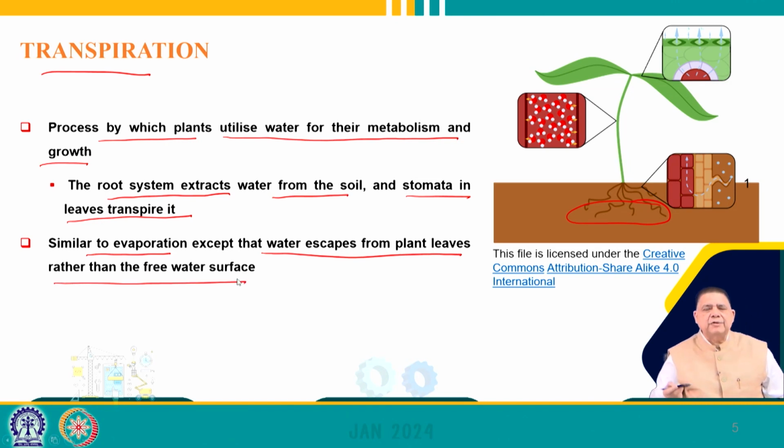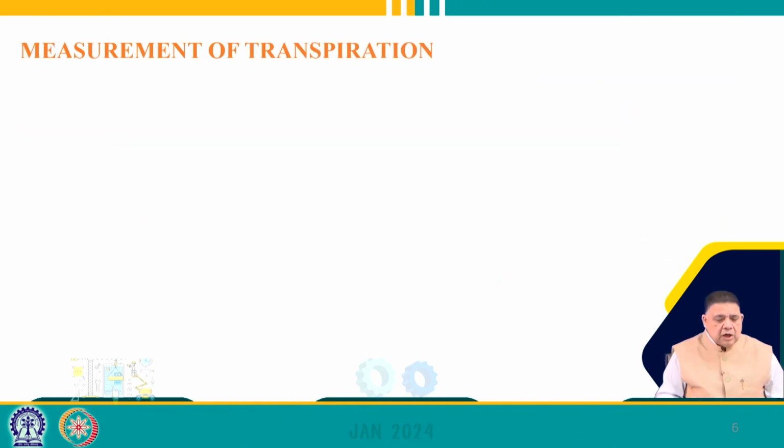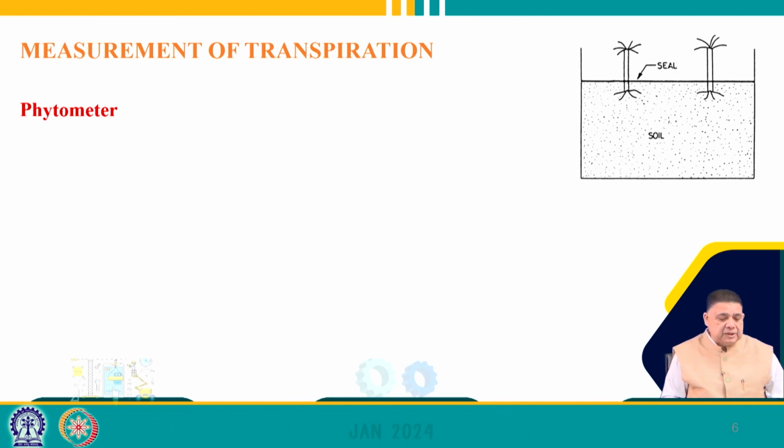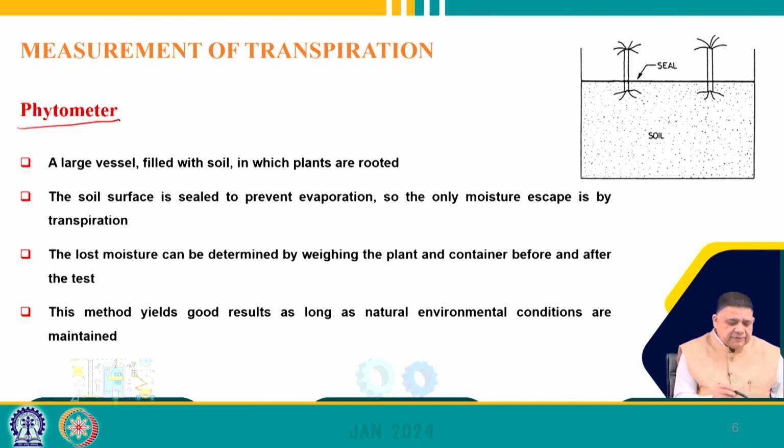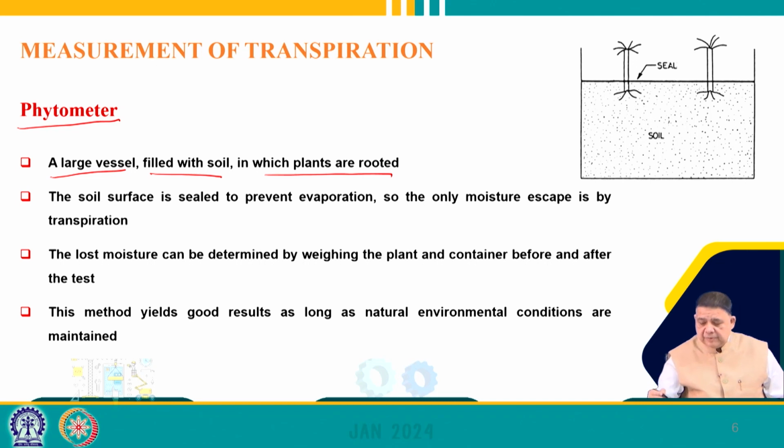Process-wise it is more or less similar, but evaporation could take place from water bodies or from soil, as we discussed, whereas in this case it is exclusively limited to the plant leaves. Now, coming to measurement of transpiration, it is measured using an equipment called a phytometer, which is basically a large vessel filled with soil in which plants are rooted. Sometimes it could have measurement facilities.